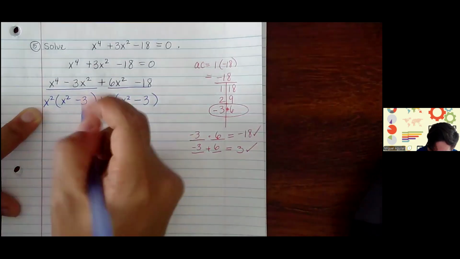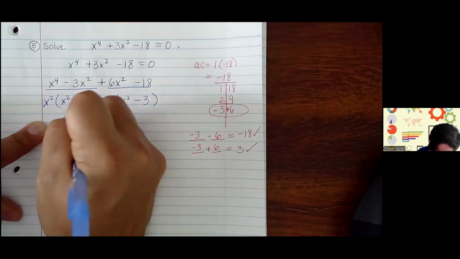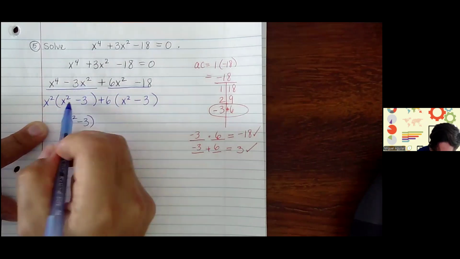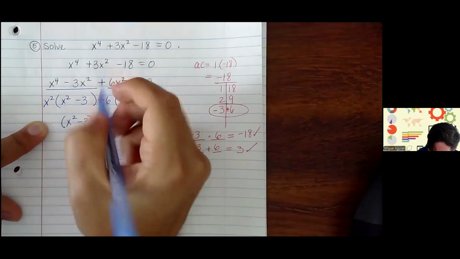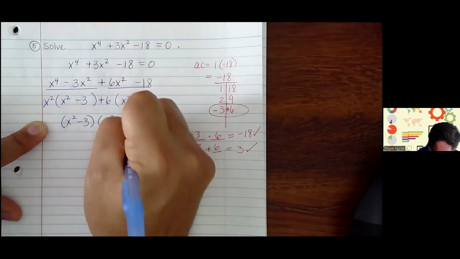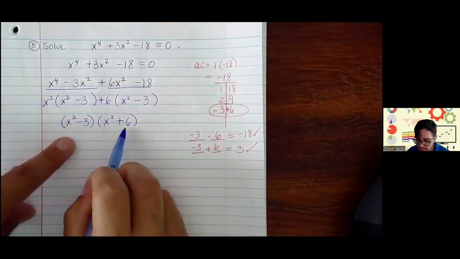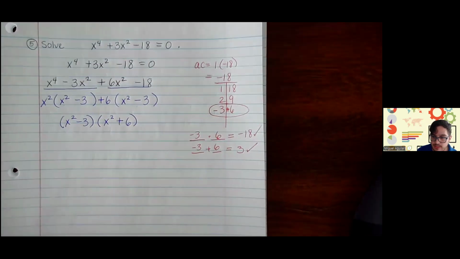Okay, but that's okay because x squared minus 3 seems to be our first factor, and then x squared plus 6 is our second factor. So we have these two quadratic factors.